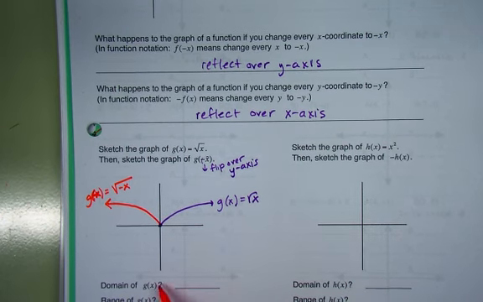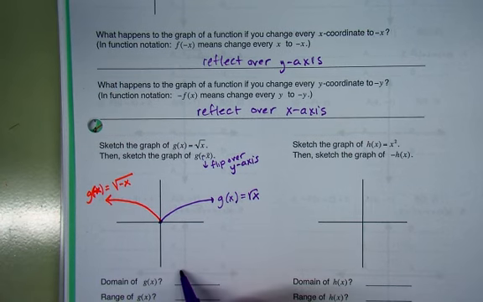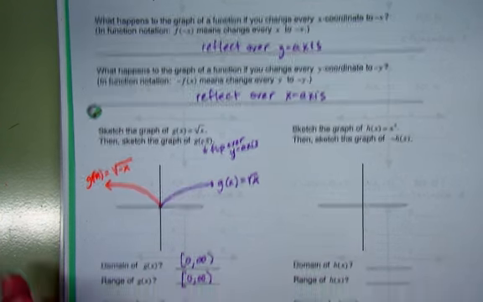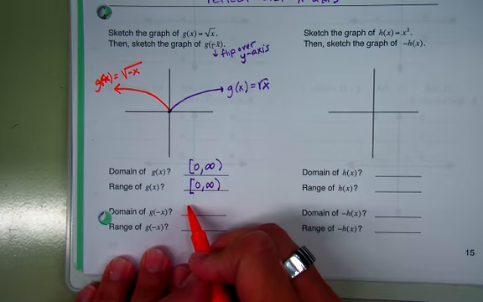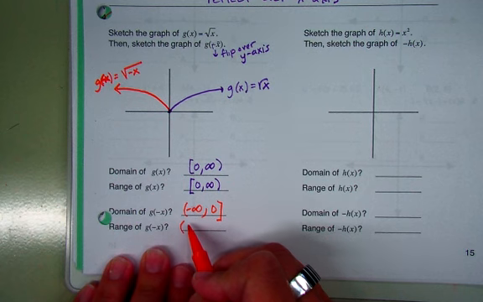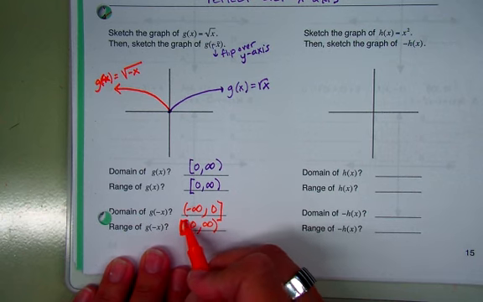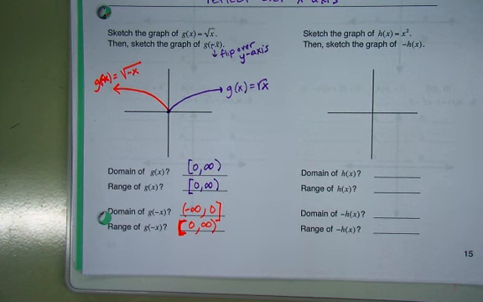So let's talk about the domain and range of our original parent function. What's the domain of that original purple one? 0 to infinity. How about the range? 0 to infinity. Good. How about the domains of the -x ones? -infinity to 0. And the range? Yeah, 0 to infinity. Right? And it would be inclusive.